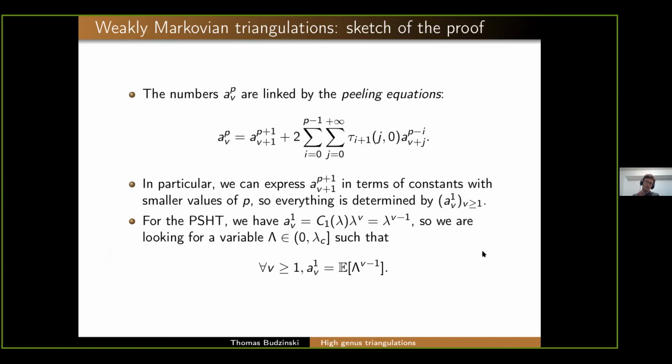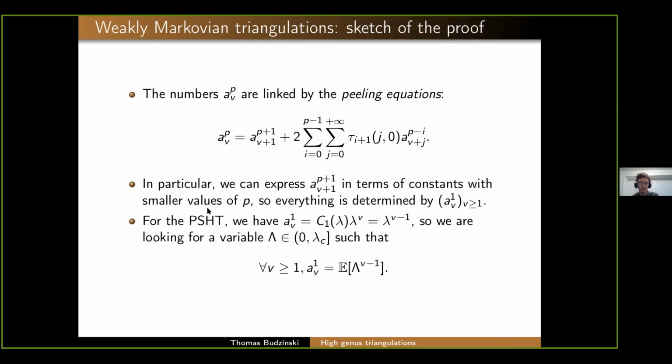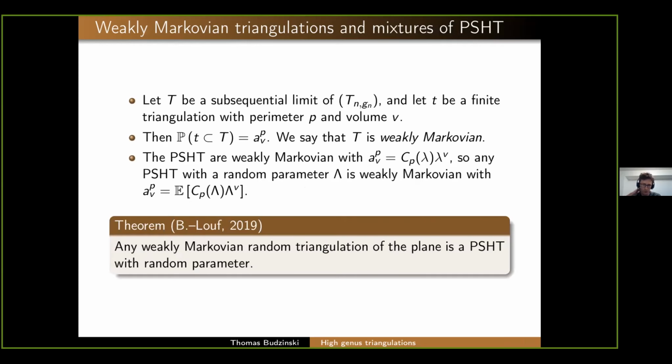So where does this come from? I know that for a mixture of Pschit, these coefficients APV have the following form. They are the expectation of Cp of lambda times lambda to the V, where lambda is my randomized parameter of Pschit. Okay, I don't have much time left, so maybe I'm not going to describe the proof of this result.